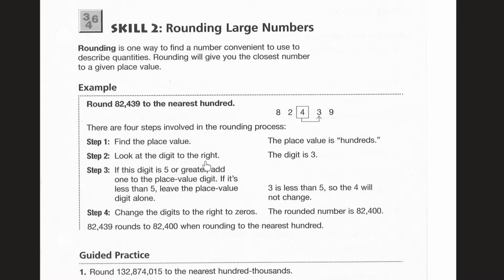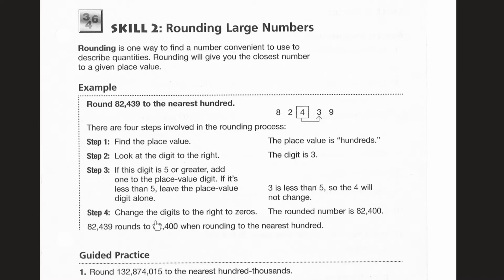Look at the digit to the right. The digit is 3 right there. If the digit is 5 or greater, add 1 to the place value digit. If it's less than 5, leave the place value digit alone. So we look at this. If that's 5 or greater, add 1 to the digit. But it's not 5 or greater, right? 3 is less than 5, so the 4 will not change. So that is 4 or less, so that means that stays the same.